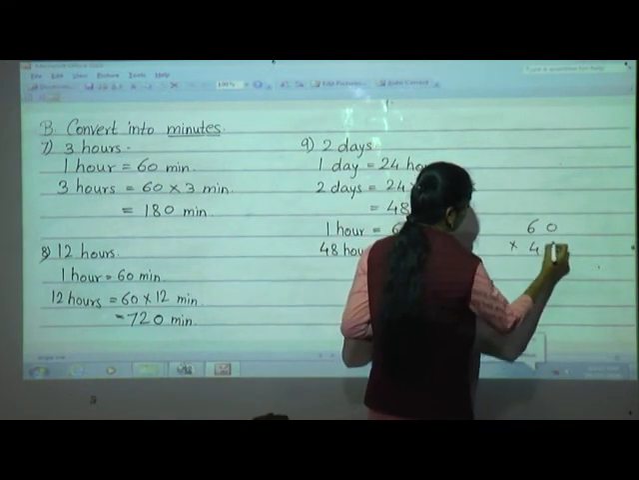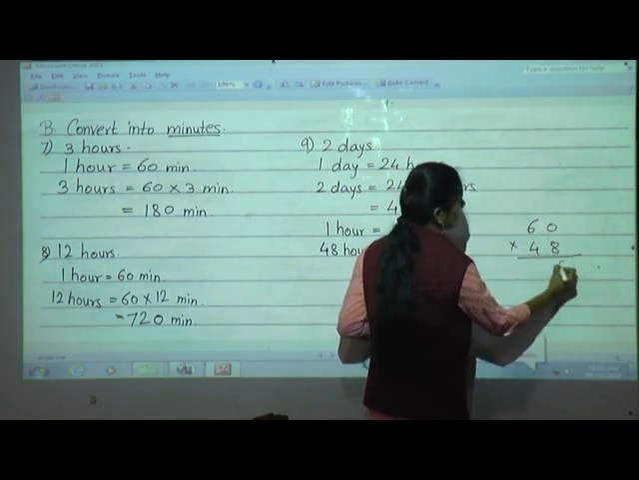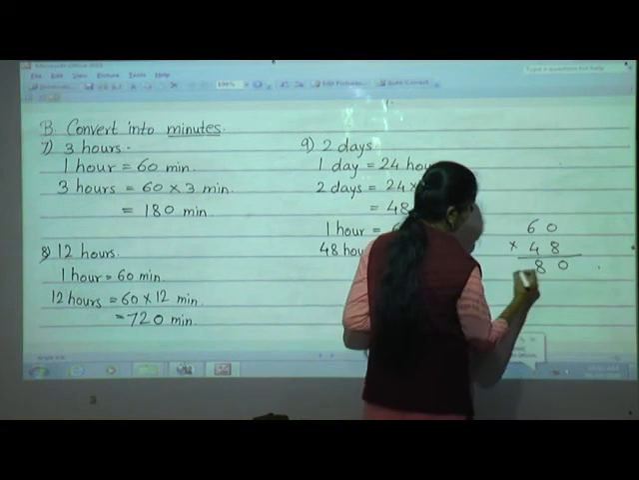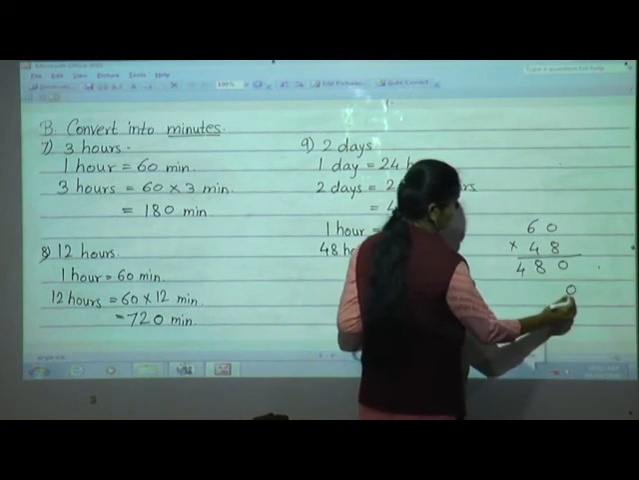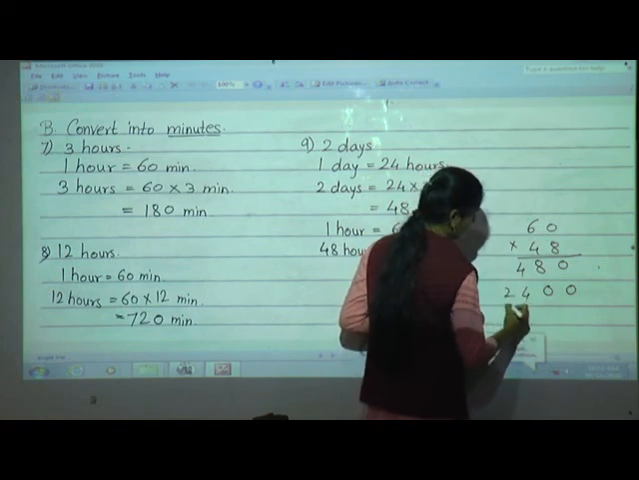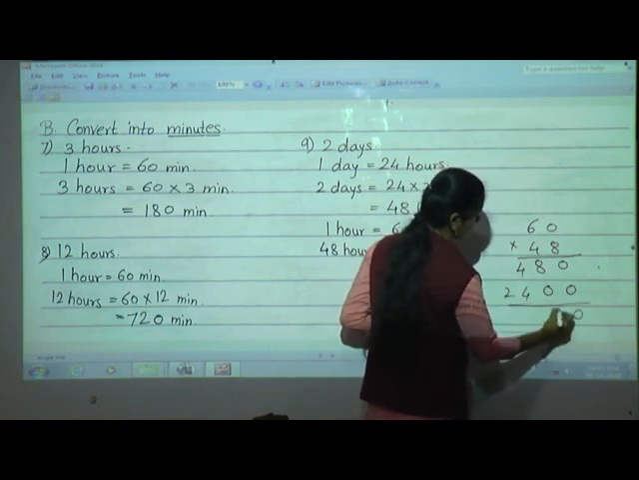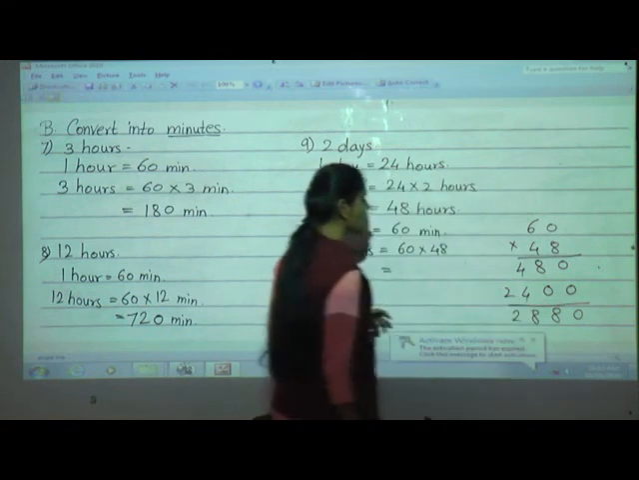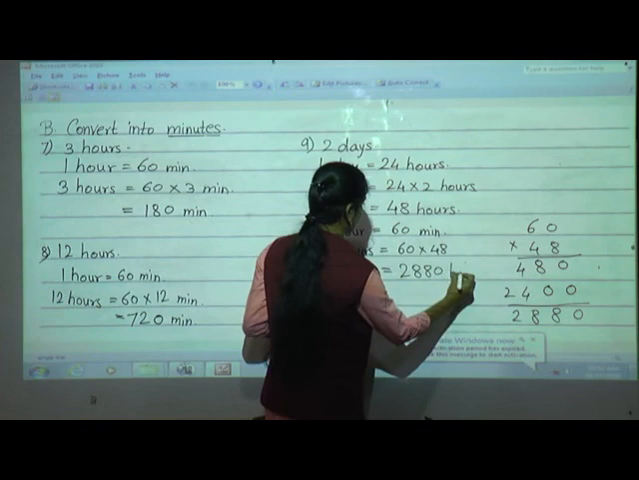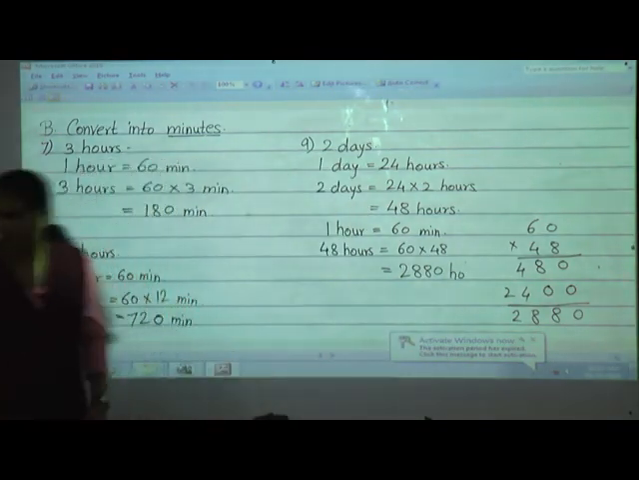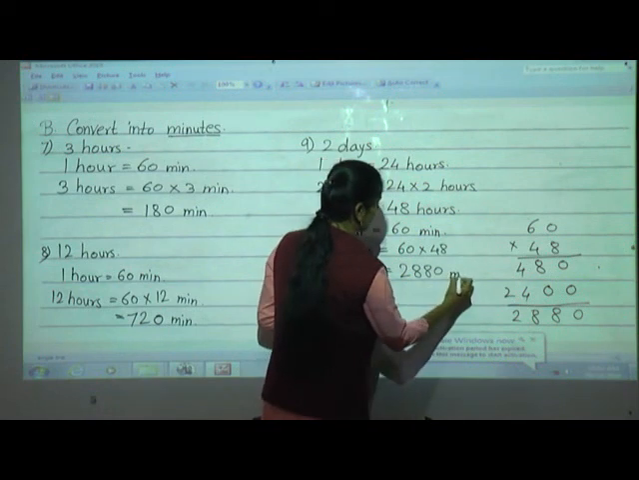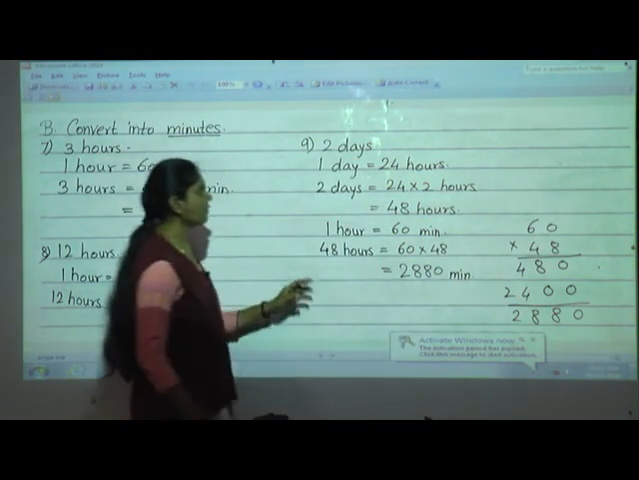Here we will do the multiplication. 60 into 48. 8 into 0, 0. 8 6s are 48. So we will write here 48. Then here you have to give 1 minus 0. 4 into 0, 0. 4 6s are 24. Now do the addition. Yes, 2880 minutes. 2880 minutes. Understood? See here what we have done.